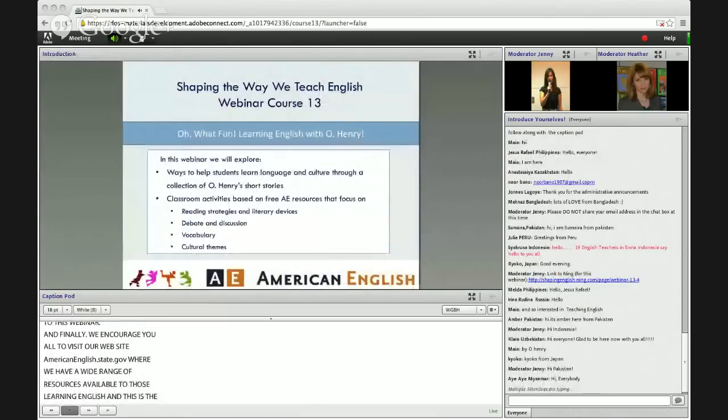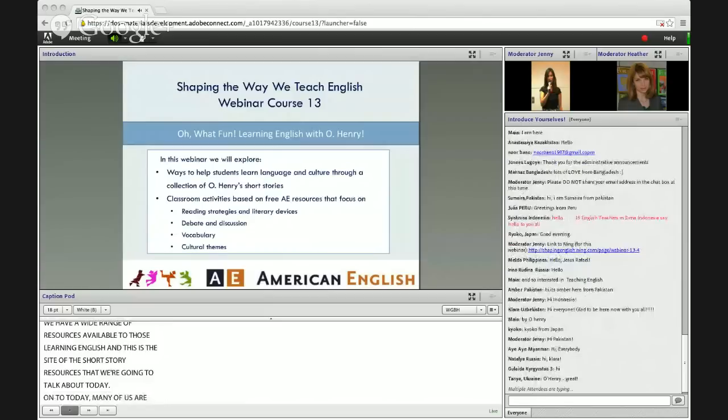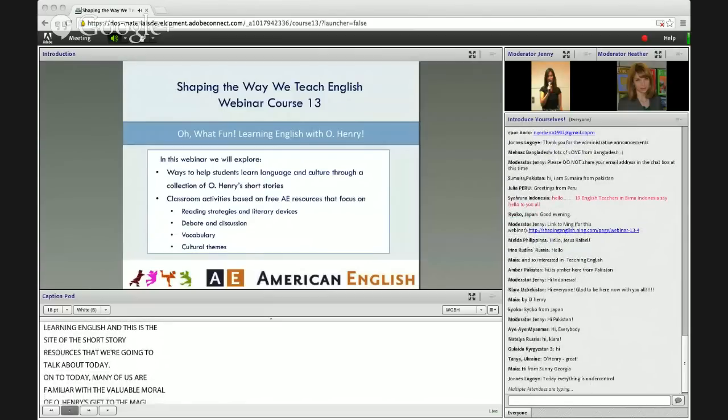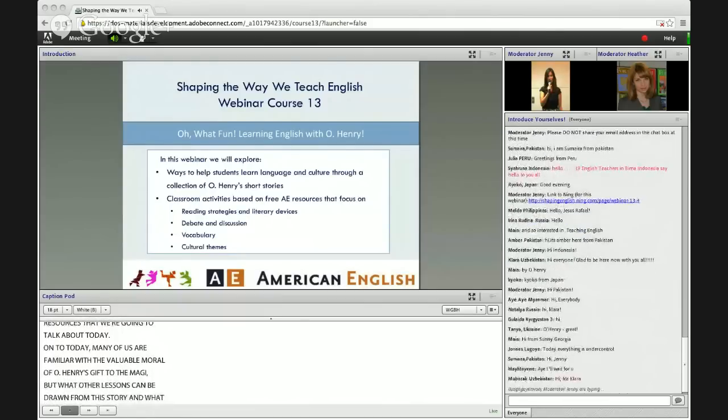And on to today. Many of us are familiar with the valuable moral of O. Henry's The Gift of the Magi, but what about the other kinds of lessons that can be drawn from this treasured story? And what can be learned from some more of O. Henry's wonderful stories? Today, we are going to explore ways to help students learn language, culture, and those important morals too, through a collection of O. Henry's most famous short stories.